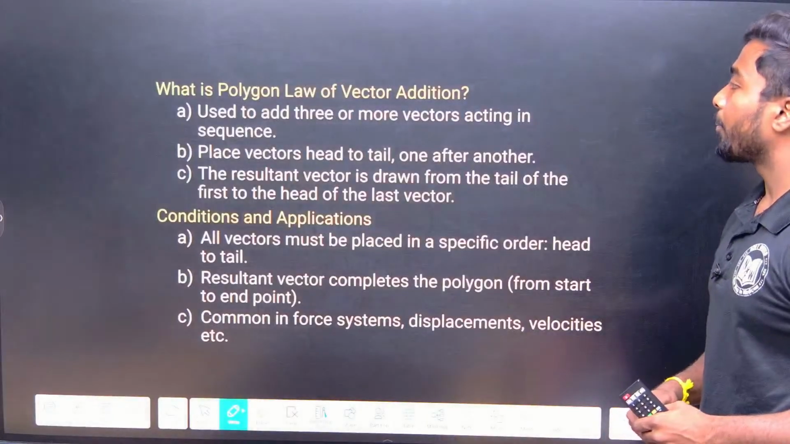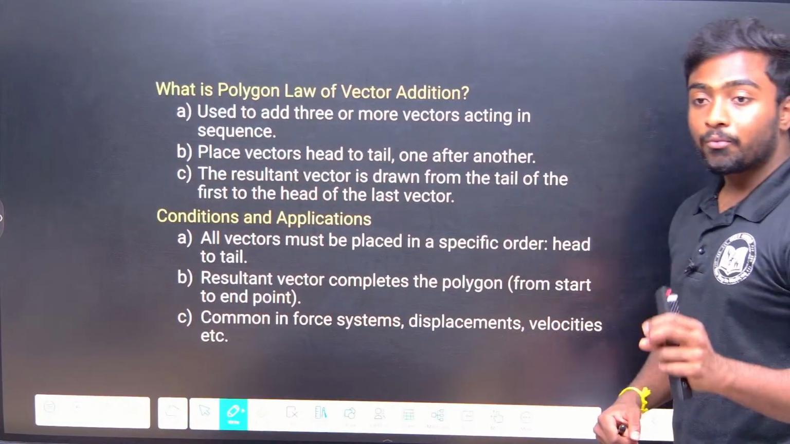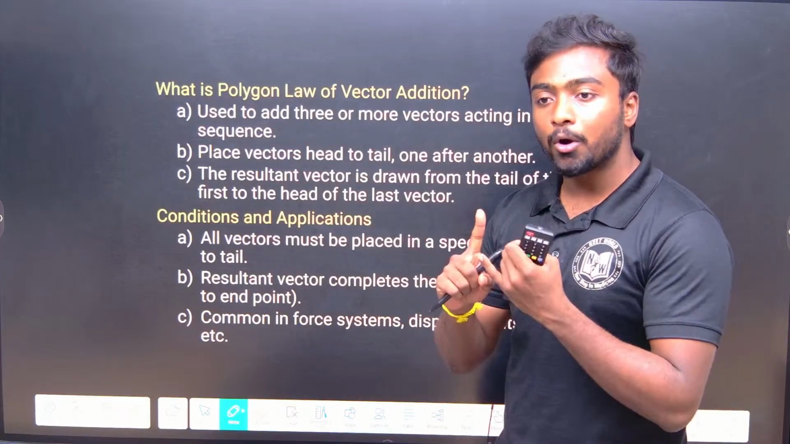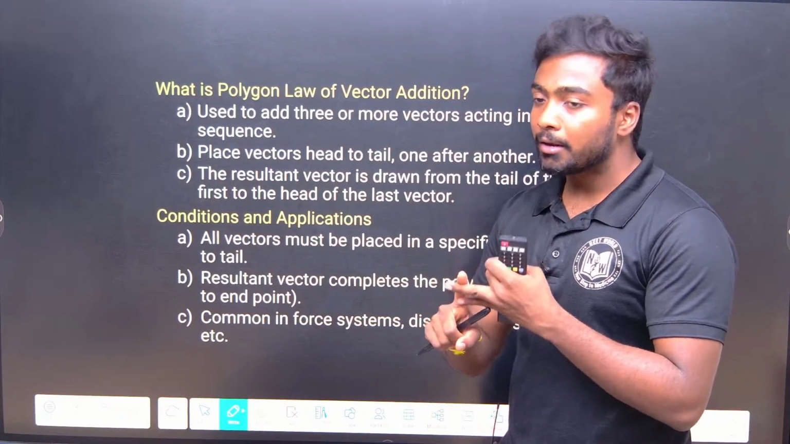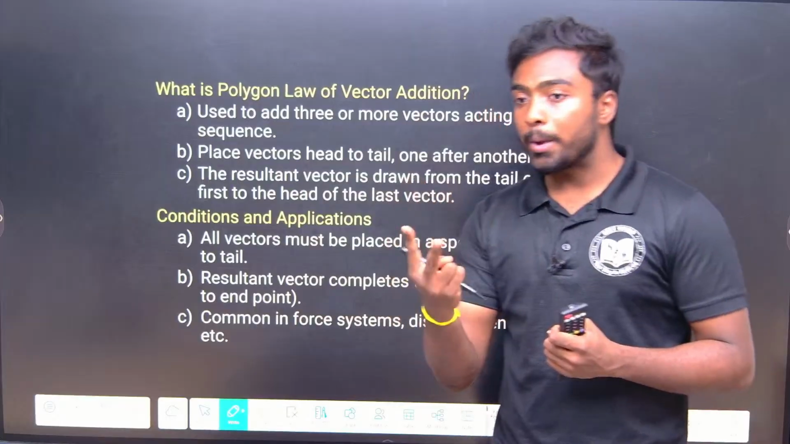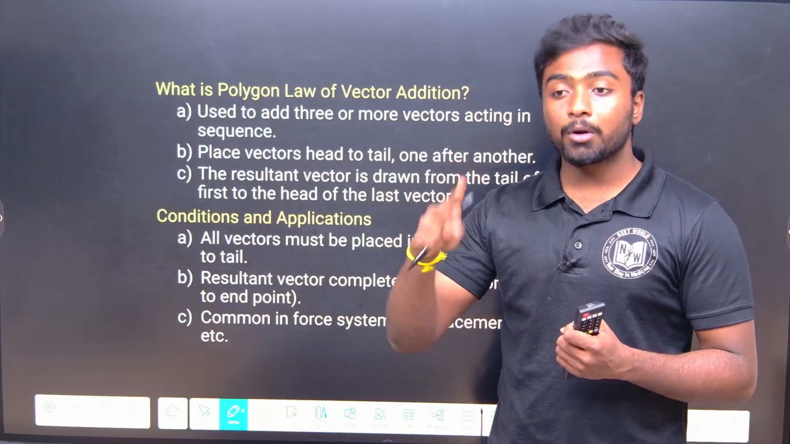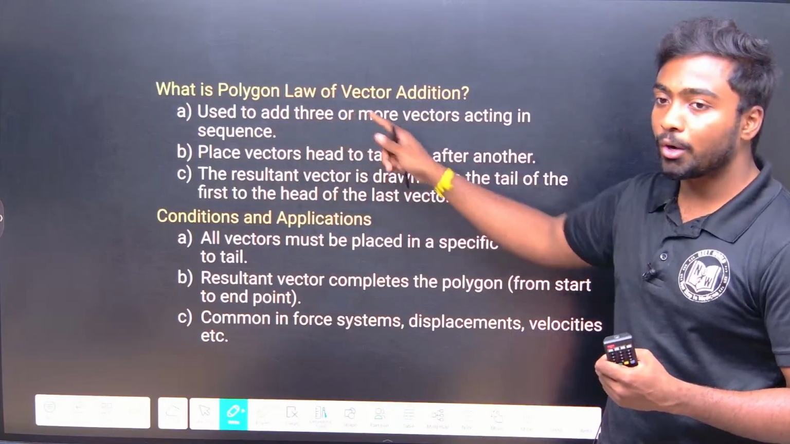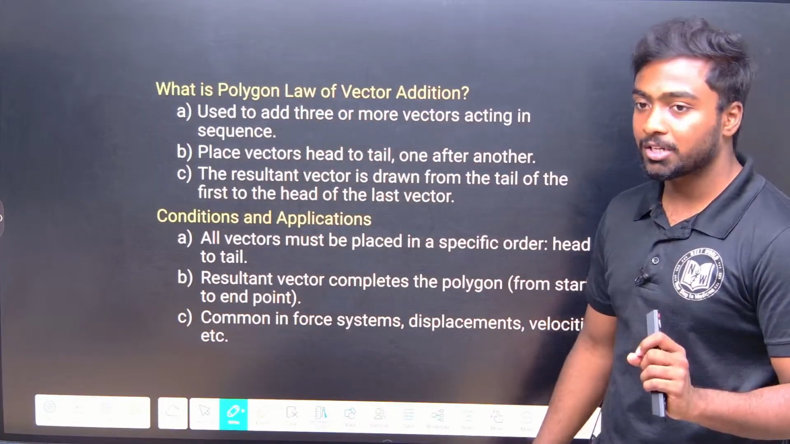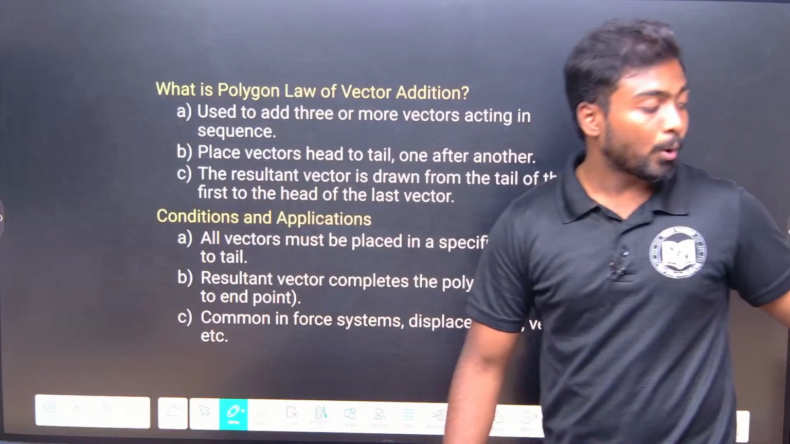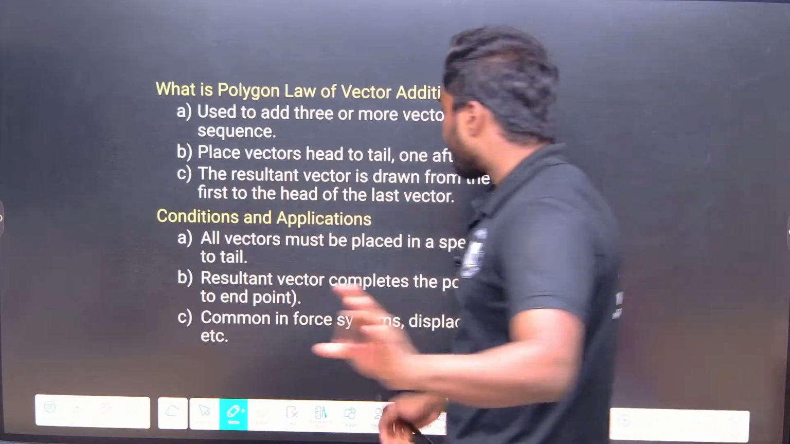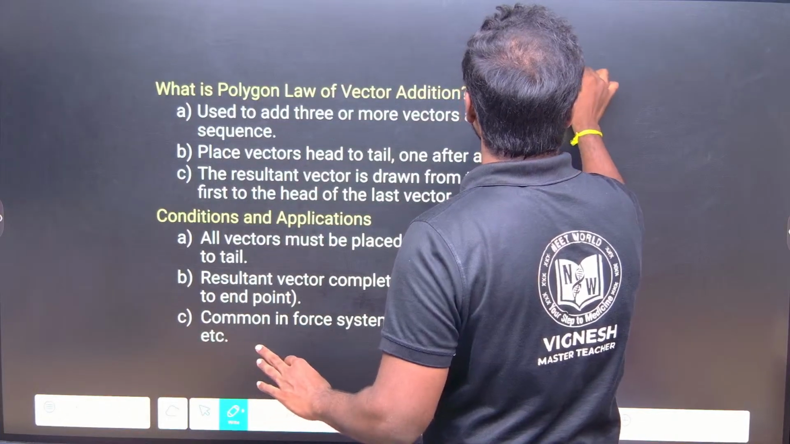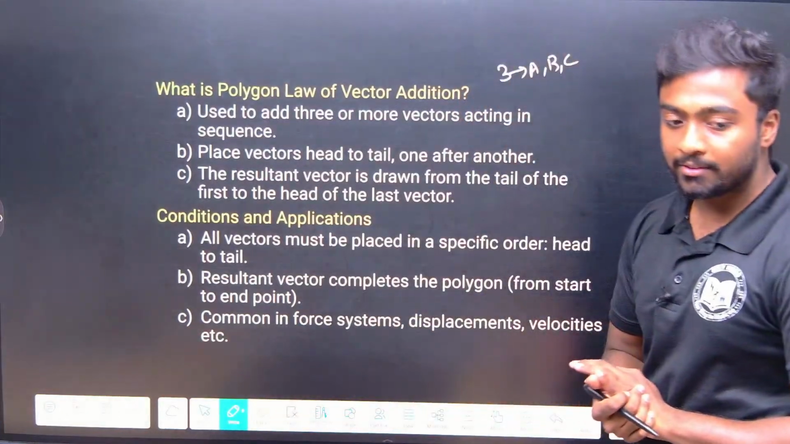So next, what is polygon law of vector addition? When we take more than two vectors, we have talked about parallelogram and triangle. In those we have talked about only two vectors. But when we talk about more than two vectors, we'll call it the polygon law of vector addition or subtraction. So in this case, if I consider three vectors, that is A, B, C. Okay, A, B, C are there.